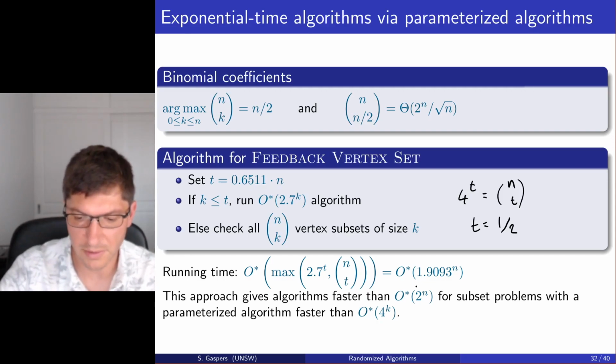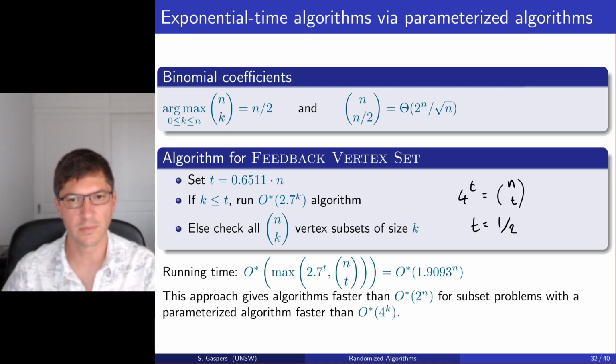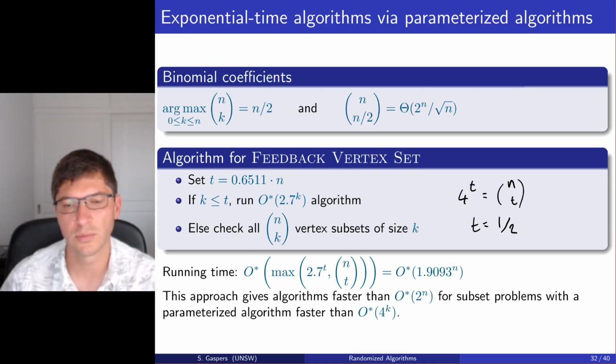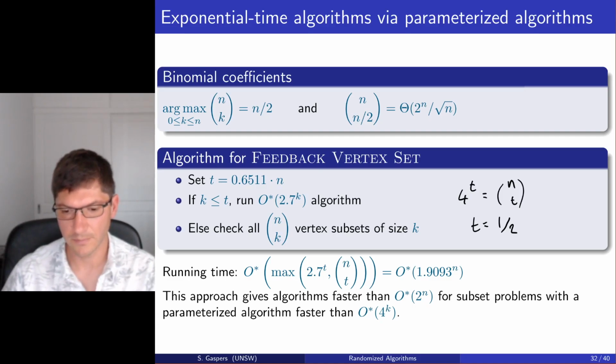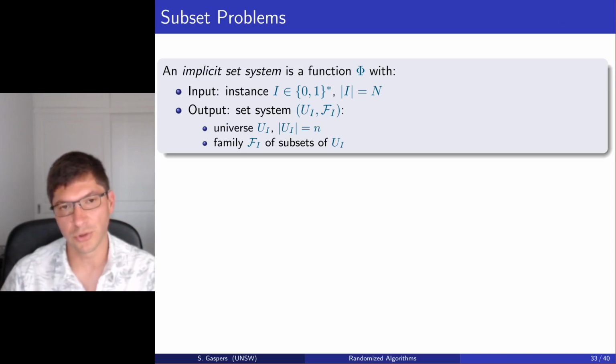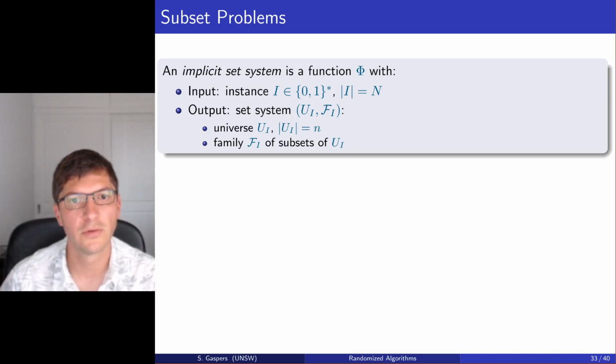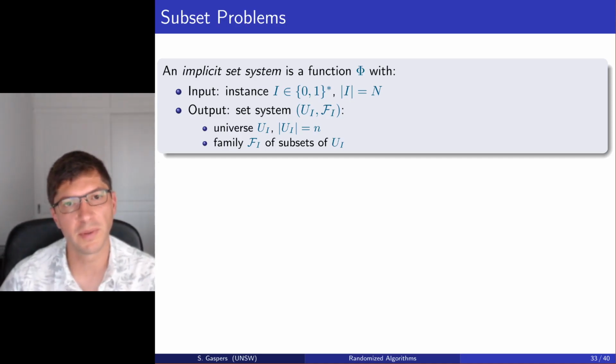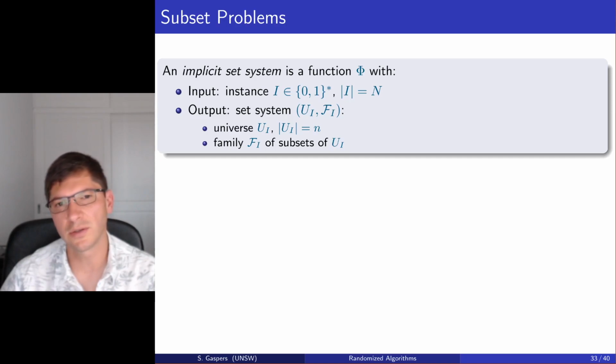Okay, so that looks nice. But we actually want to do better than this, because the fastest known algorithms had running times that were 1.7 something to the power n. And this is where monotone local search comes in. I define it more generally, not just for feedback vertex set, but for subset problems in general. For this, let me introduce implicit set systems. An implicit set system is just a function that we are not necessarily going to evaluate, but it's a function that we are going to work with.